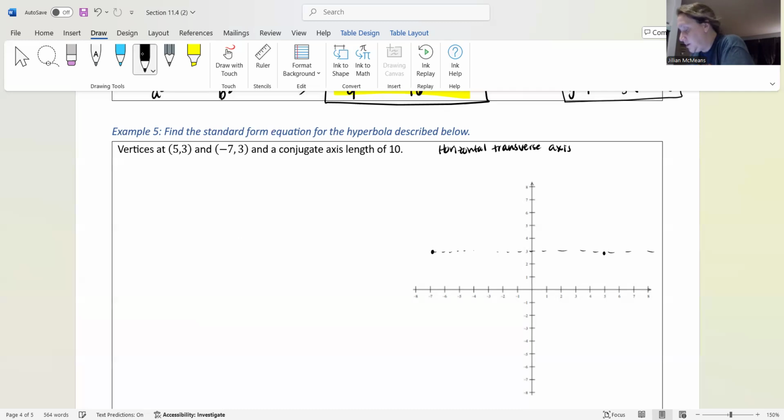All right, we're going to have a conjugate axis that goes perpendicular to this through its center, and it's going to have a very specific length of 10. So we'll use that in just a minute. For now, let's figure out what the center is.